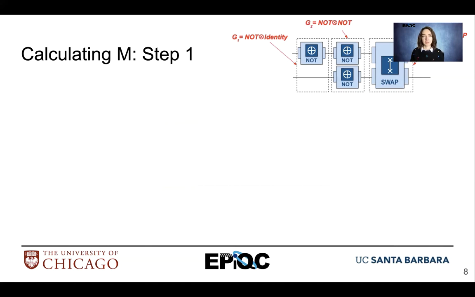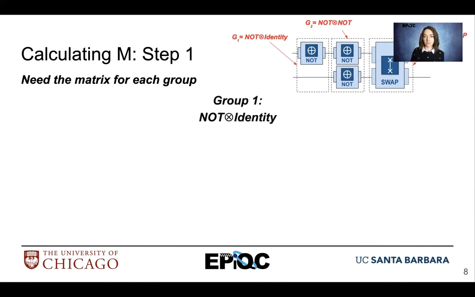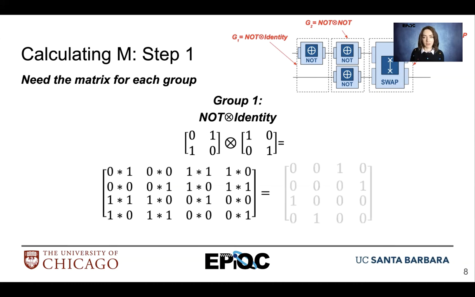So let's calculate M. Step 1. We need to have the matrix for each group. So G1, group 1, is going to be formed by not tensor identity. So we have the not operation, tensor product by the identity operation, and we get the following matrix that represents the overall operation on 2 qubits for G1.